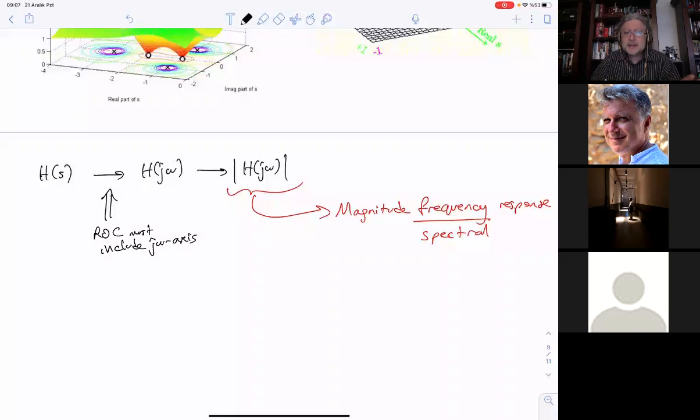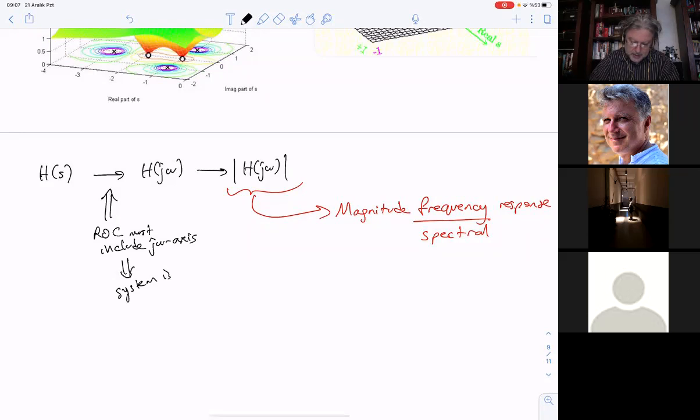And in that case, it also gives us an idea about a nice system property, which we have been dealing with within the first weeks. What was it? It was stability. So if the region of convergence includes the j omega axis, it means H of j omega exists, and it means the system, of course, this is only for linear and time invariant systems, but this LTI system is stable.